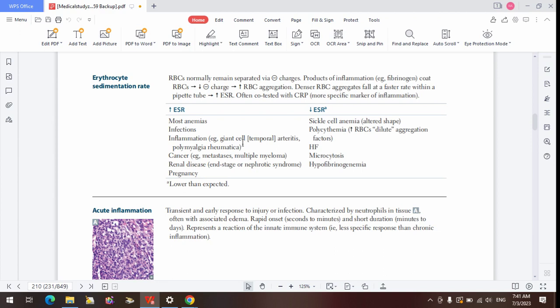So we try to believe our CRP more than ESR, but both of them are actually non-specific. They don't tell us the exact one. It's just that one is relatively more specific than the other. It's not that the one that is more specific is excellently specific. No. So that is it.